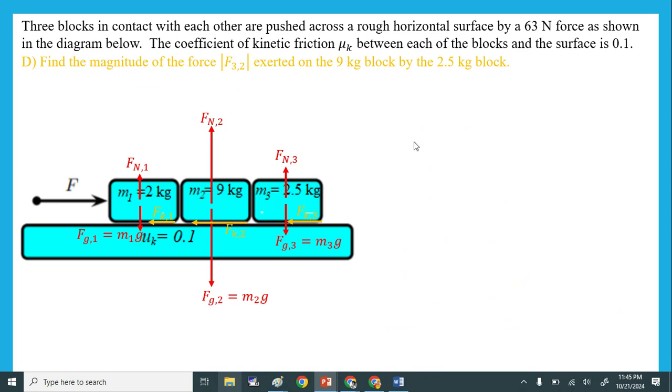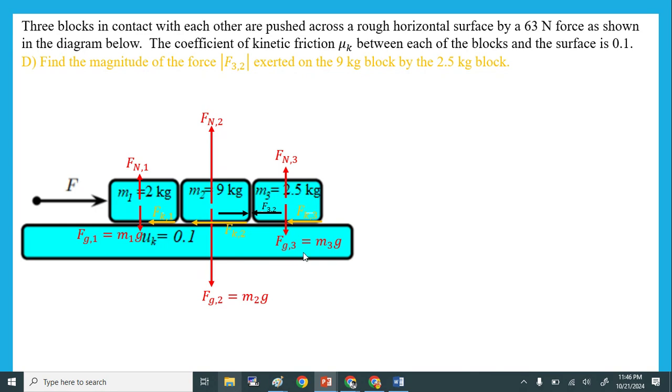Part D asks us to find the magnitude of F32 exerted on the 9 kilogram block by the 2.5 kilogram block. As I stated earlier, the 9 kilogram block is going to want to go right, but the 2.5 kilogram block on the right is going to get in the way. So I'm just going to draw these vectors, the contact force or the normal force between M2 and M3. The first arrow I'm going to call F32. This is the force exerted by block 3 onto 2.